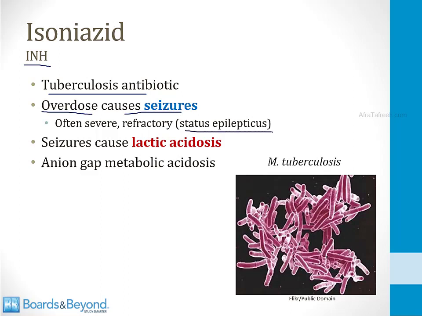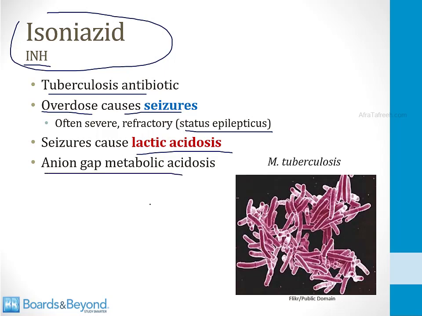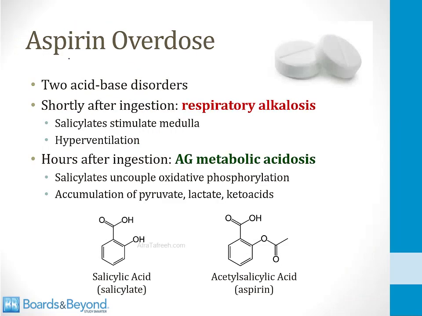It's called status epilepticus. So when this happens, just like I told you before, the seizures cause repeated muscle contractions, which can occur to the point that the demand for oxygen outstrips the supply. This will cause a switch to anaerobic metabolism and cause a lactic acidosis. So basically, isoniazid overdose is one way of getting a lactic acidosis, which would be a high anion gap metabolic acidosis. Our last cause of anion gap metabolic acidosis is an aspirin overdose.